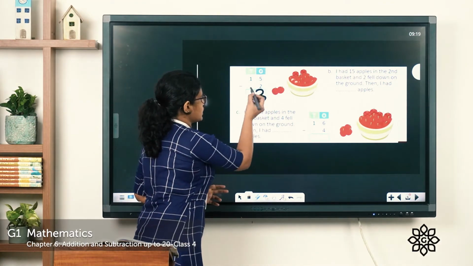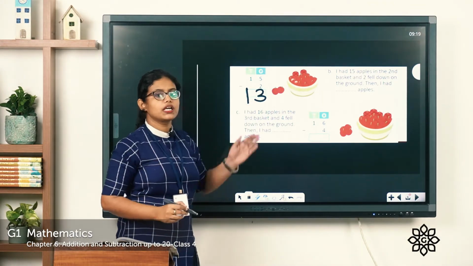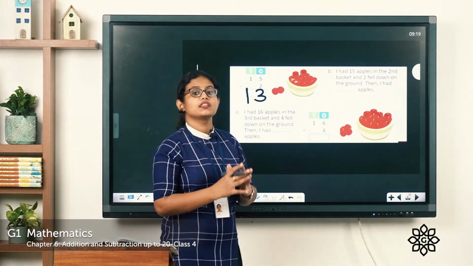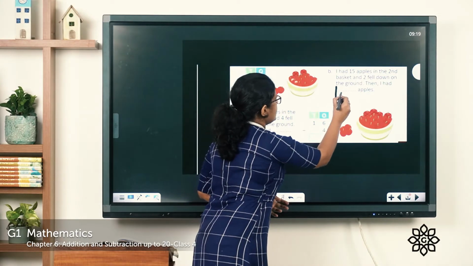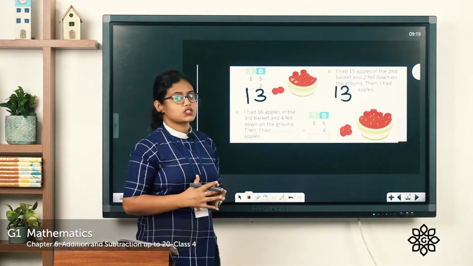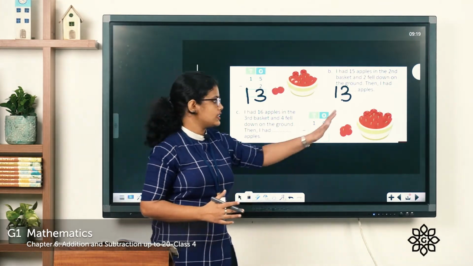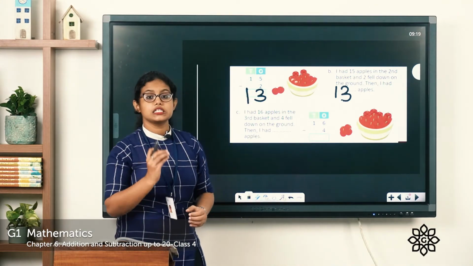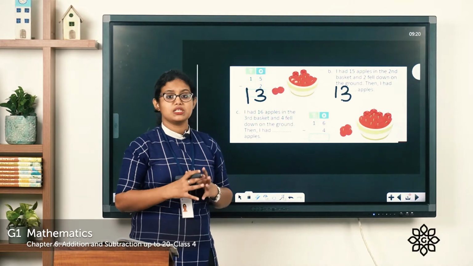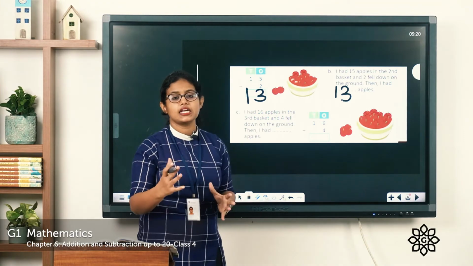So what is 5 minus 2? That is 3. Then let's take down and write this 1 near to 3 and it becomes 13. So how many apples are there left in the basket? There are 13 apples. So then I had 13 apples. So we got the answer. Let's see the next one. I had 16 apples in the third basket. In this basket, how many apples are there? 16. And 4 fell down. So this time, how many fell down? This time, 4 fell down to the ground. And then I had dash apples.